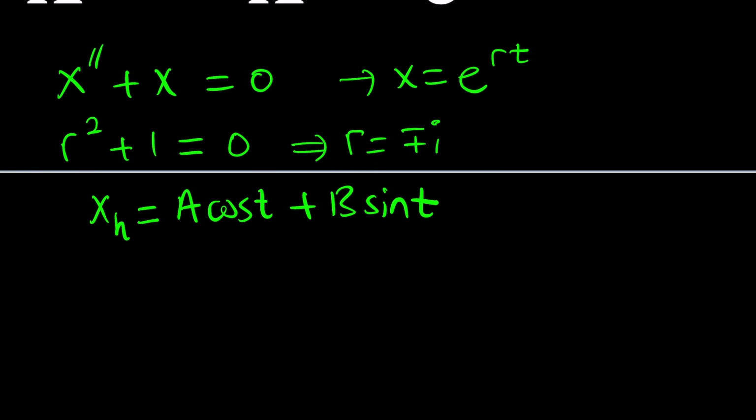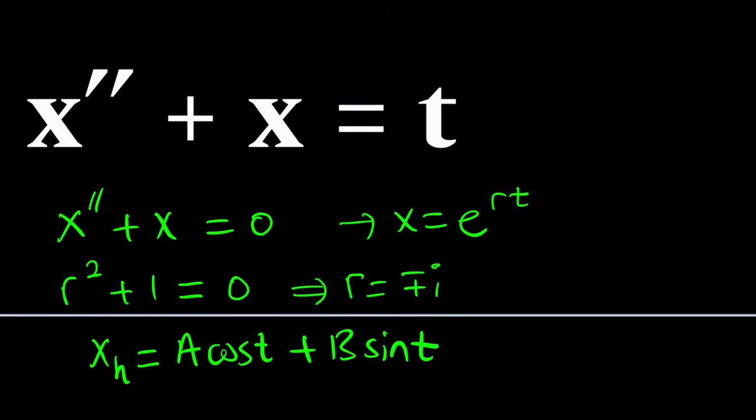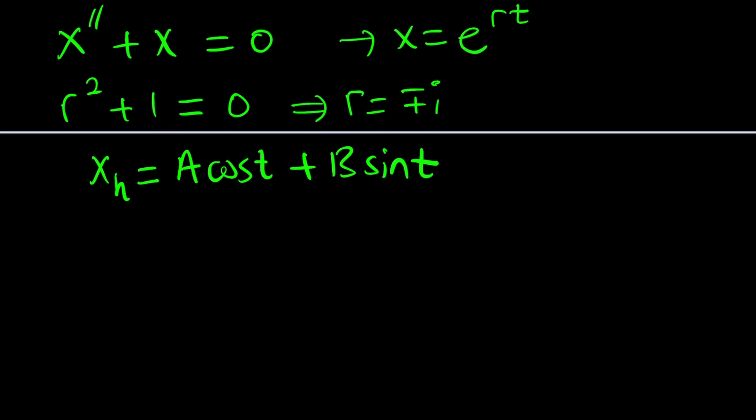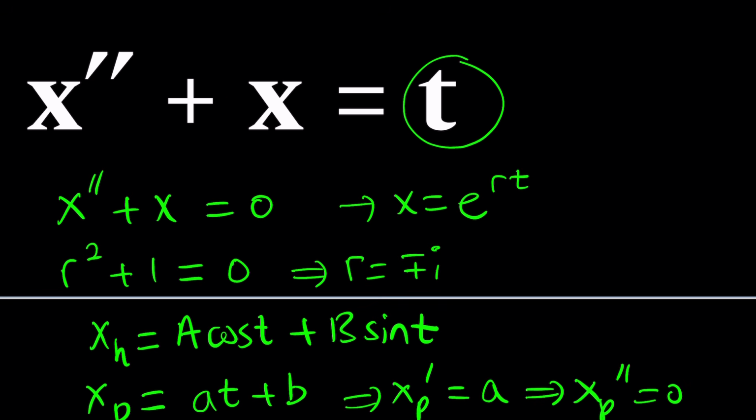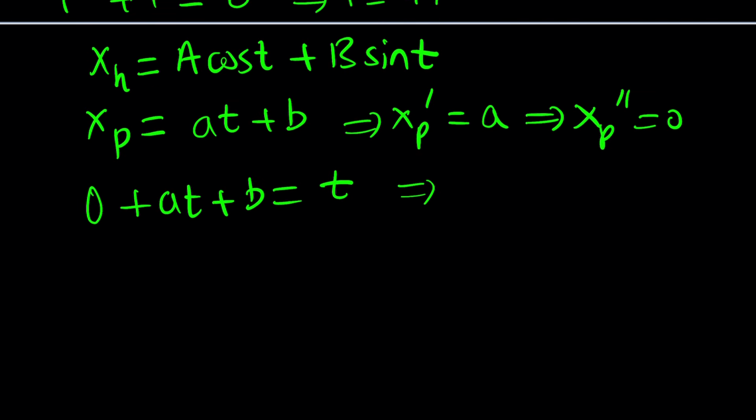Now here we do have a forcing term, which is the polynomial t, right? So in order for that, I'm going to try a particular solution as a linear polynomial in t, which is at plus b. Now, obviously from here, we're going to take the first derivative, that's going to give us a, and then the second derivative is going to give us 0. So if you substitute this into our equation, we're going to get 0, which is the second derivative, plus the original expression, which is at plus b, is equal to t. Remember, we have t on the right-hand side. From here, we basically get that a is equal to 1 and b is equal to 0, which means our particular solution is going to be t.